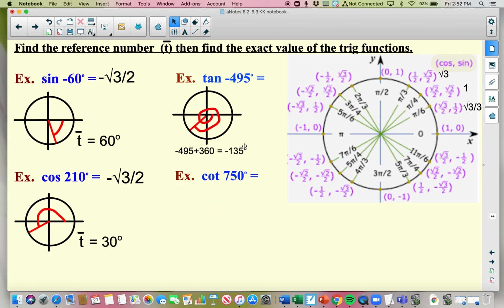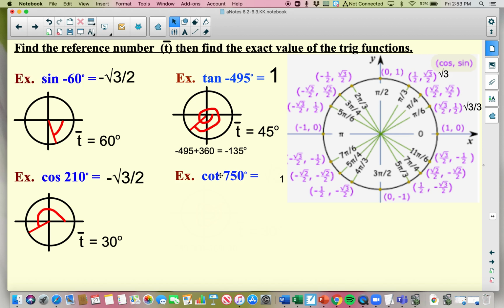So if I found the reference number from my terminal side to the x-axis, it's another 45 degrees. You can see that there. So knowing at 45 degrees, if I found the tangent there, tangent is y over x, and square root of 2 over 2 divided by square root of 2 over 2 is 1. Well, down in the third quadrant over here, it's going to be the same thing, right? So I know that tangent of negative 495 degrees is equivalent to 1.